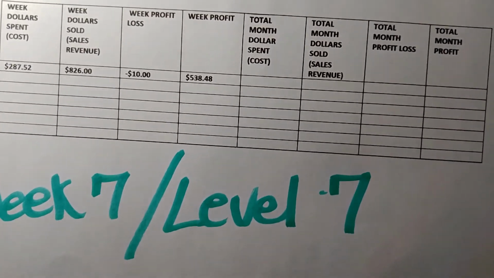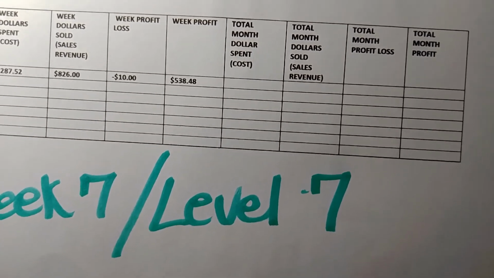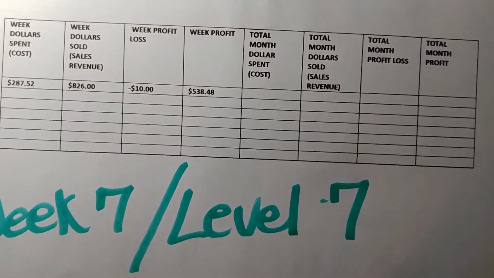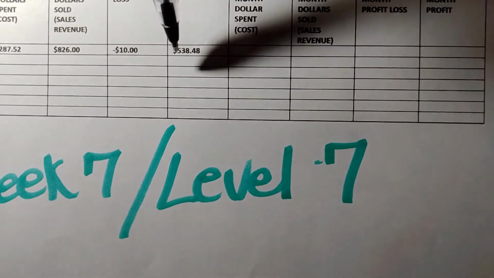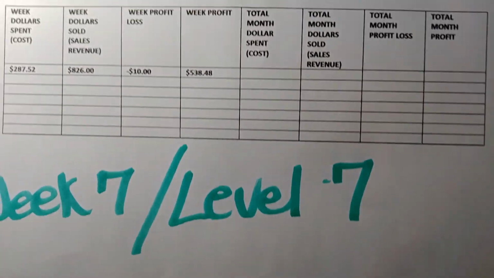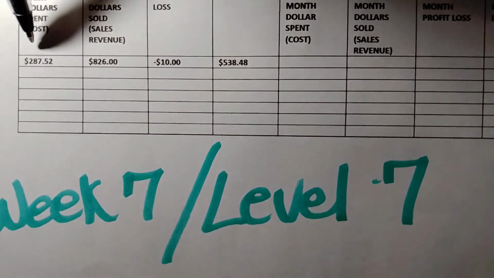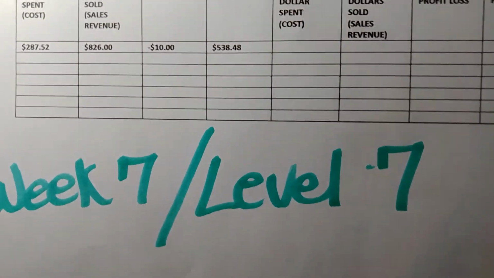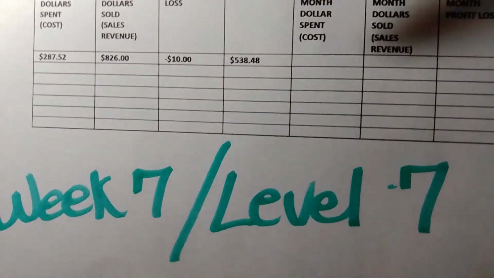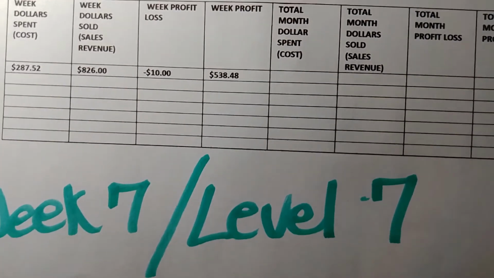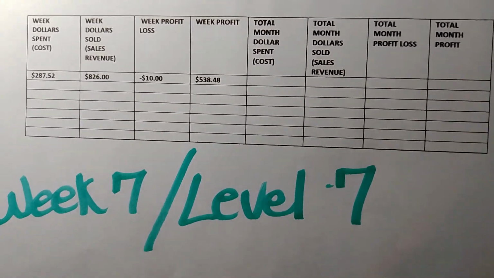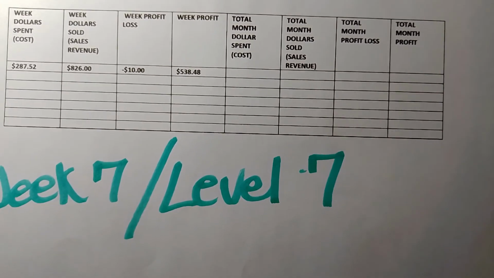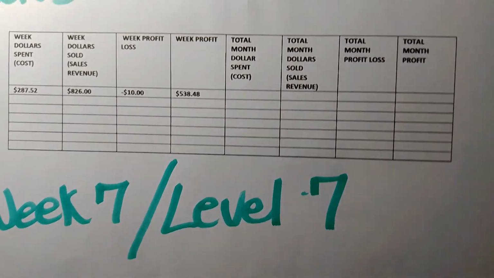Now you see week profit loss. We lost $10 this week because of those 2 bags of sweet potatoes. And then our weekly profit, you take the $826, subtract the money that you spent, and then subtract the $10, and our profit would be right here, $538.48. That's your profit for the week. So week 3, you made $538.48 in profit, which is good.